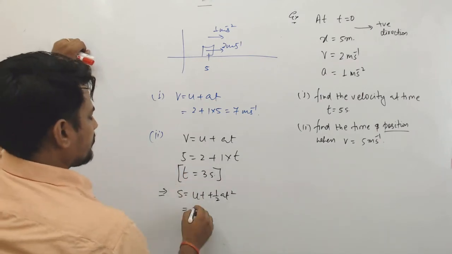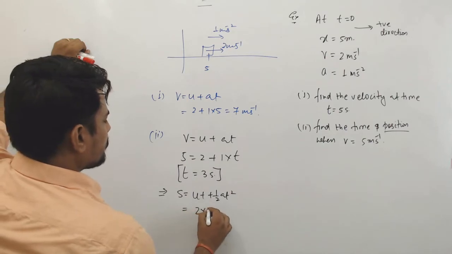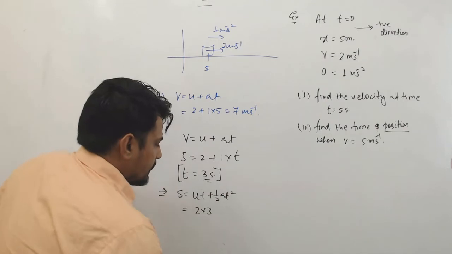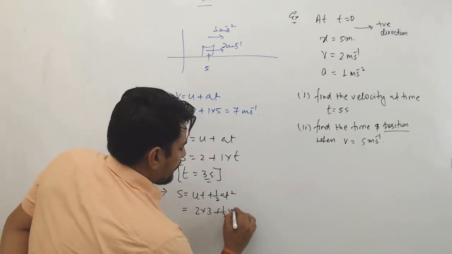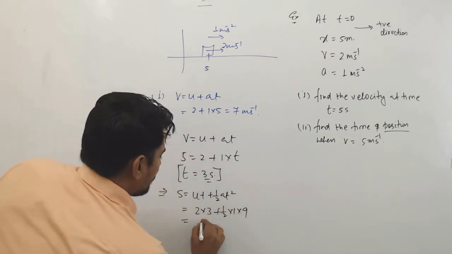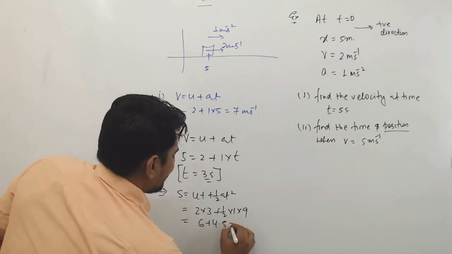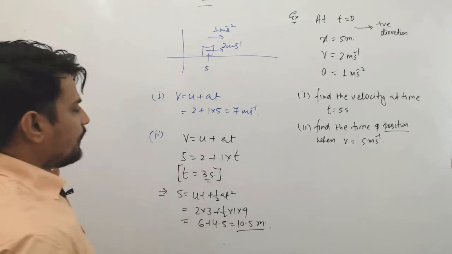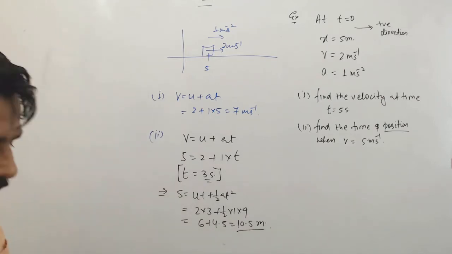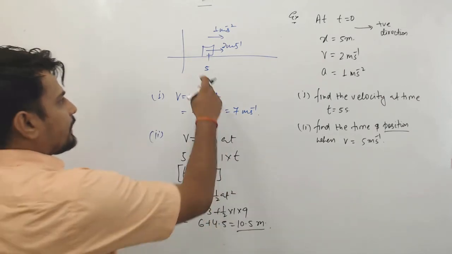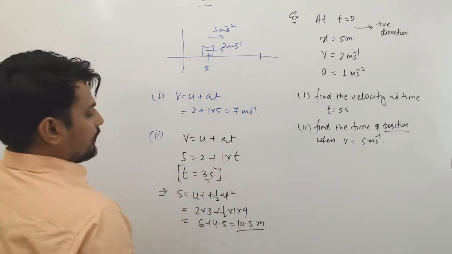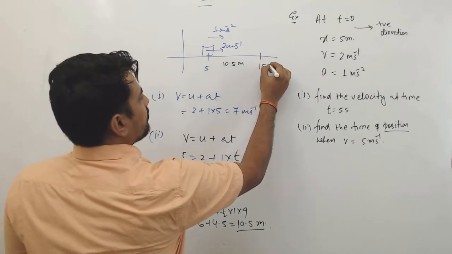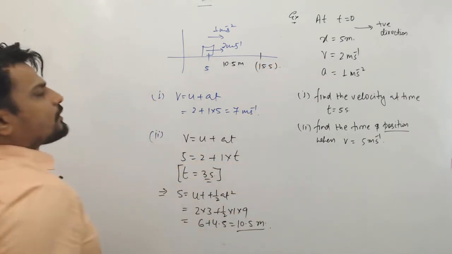Chalo, theek hai. U is how much? 2. Time is how much? 3. Because it is going to achieve this speed in time t is equals to 3 seconds. Achhi baat hai. So this is going to be how much? Half a is 1, time is 3 square is 9. So it's going to be 6 plus 4.5. That's going to be 10.5 meter. So it is going to move a distance of 10.5 meter in that time period. It was already at 5. So after a displacement of 10.5 meter, it should be at the 15.5 position. That should be 15.5.